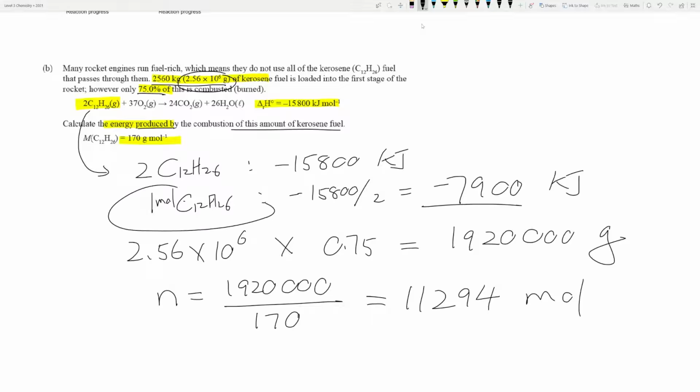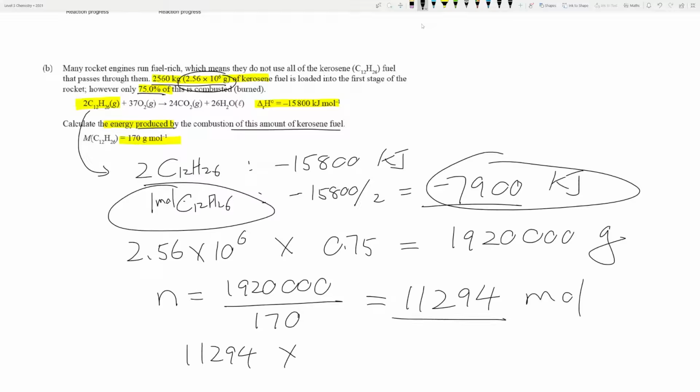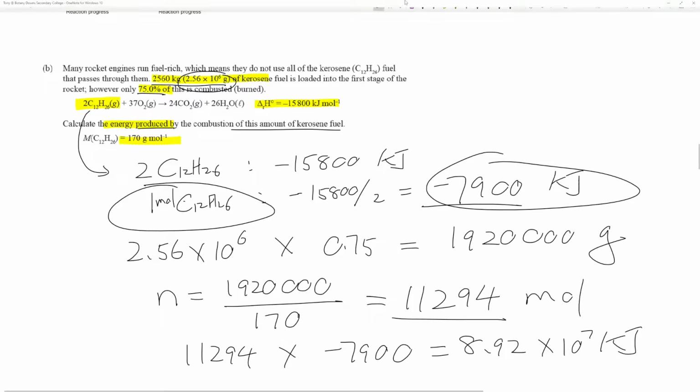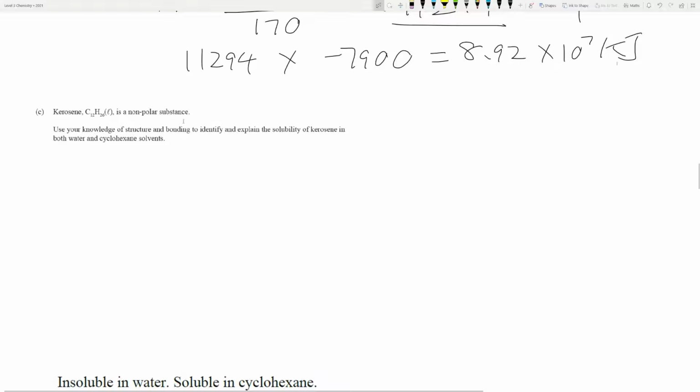Okay, so come back here. 1 mole is negative 7,900. I have this many moles, so just 11294 times negative 7900, and that's going to give us 8.92 times 10 to the power of 7 kilojoules of energy. Or you can write it out as 892 with 5 zeros at the back, and that's fine as well. Okay, very typical question, nothing out of the ordinary here. All right, here, so we got kerosene is a non-polar substance.